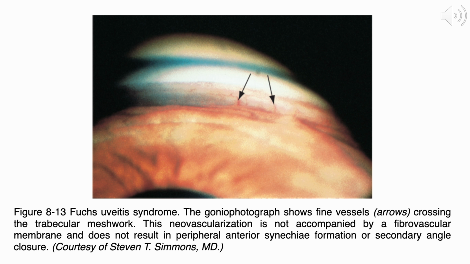What's important is that these vessels are not associated with a fibrovascular membrane. That means they don't lead to PAS or secondary angle closure, which helps distinguish this condition from other causes of neovascularization. Keep this in mind as a classic finding: delicate vessels without the aggressive sequelae we often worry about in other types of angle pathology.